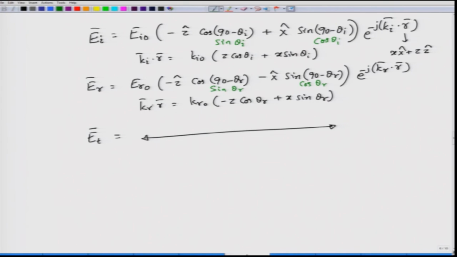So, now what we want is to look at the interface. At the interface I need to apply the boundary condition. What boundary condition should I apply? The interface of course is described by z equal to 0. So, I have to apply z equal to 0 in all these expressions, which I will do. But what am I looking at in this expression? I am actually applying the tangential electric field condition.